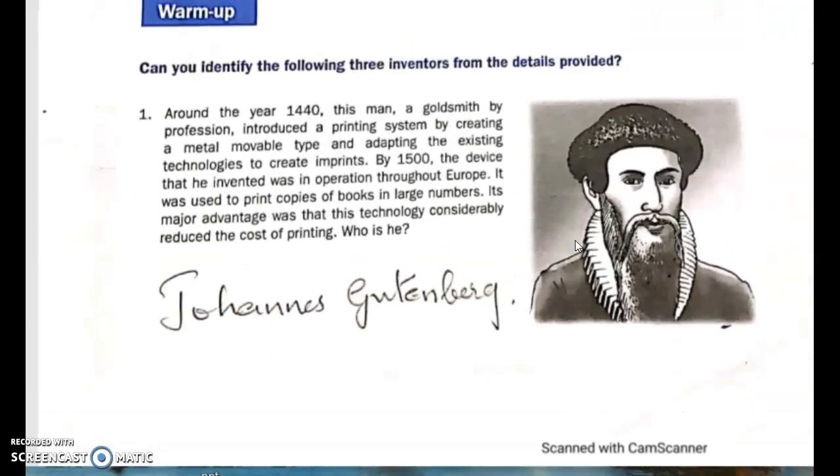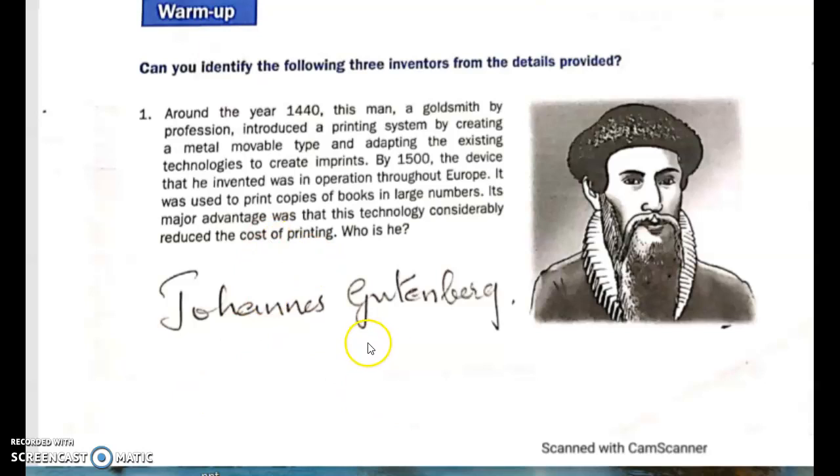Coming to the very first picture, let me read out the first paragraph under this activity. Around the year 1440, this man, a goldsmith by profession, introduced a printing system by creating a metal movable type and adapting the existing technologies to create imprints. By 1500, the device that he invented was in operation throughout Europe. It was used to print copies of books in large numbers. Its major advantage was that this technology considerably reduced the cost of printing. Who is he? The answer is Johannes Gutenberg.